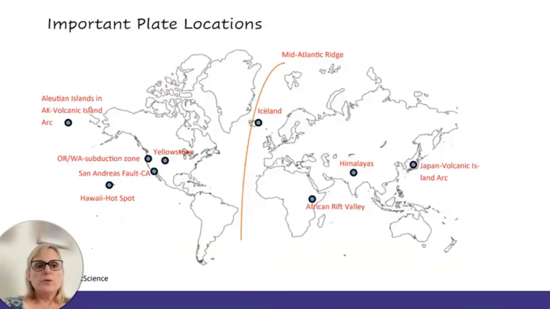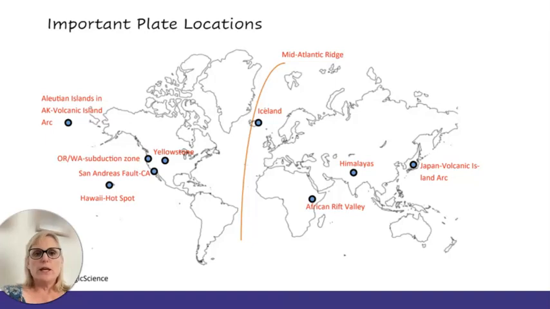All right, so there's a few main areas that you need to know for the AP test in terms of plate locations. You do need to know the Mid-Atlantic Ridge goes down the middle and it's divergent, it's splitting apart. You can see that on land in Iceland, so you can actually see the Mid-Atlantic Ridge on land in Iceland. You can also see plates pulling apart here in Africa with the African Rift Valley. So it's the same thing. I didn't draw a line here. I just put a dot telling you need to know that.